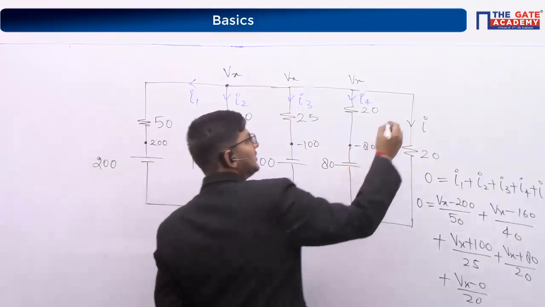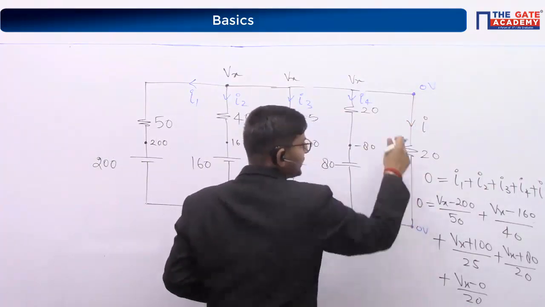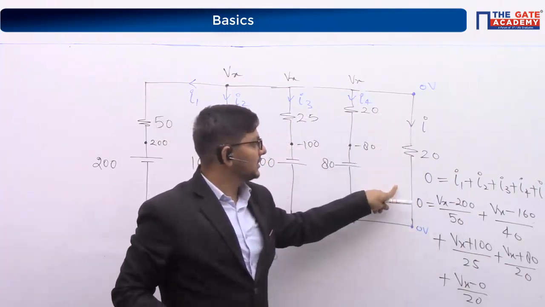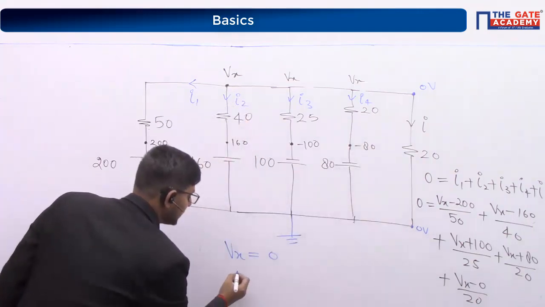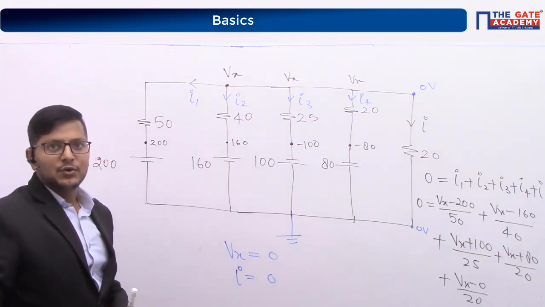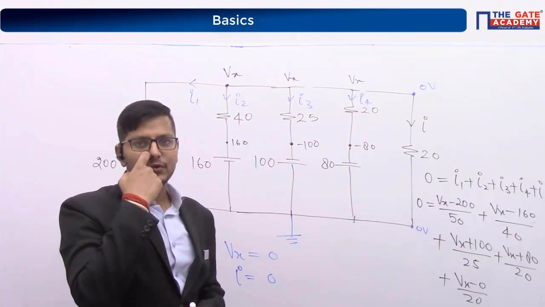If this point voltage is 0 volt, this is also 0 volt. What is the voltage difference across the resistance? It will be 0. If the voltage difference across the resistance is 0, what will be the current? The value of current will be equal to 0. All of you understood, guys? Clear, all of you?